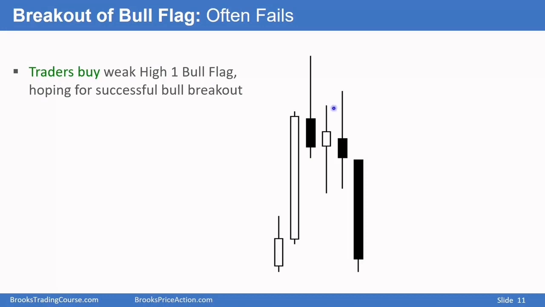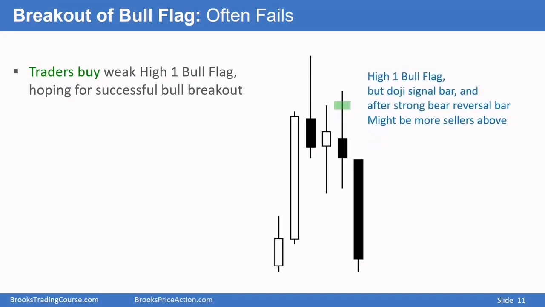So a lot of traders will buy on a stop just above the high of this bar, taking a chance that if the breakout is not successful, maybe we'll pull back for another bar or two, hold above this low, and then resume up with a high 2 or a high 3. As I said, this is a high 1 bull flag, but a pretty prominent tail above and a prominent tail below. The body is less than half the height of the bar, so I would call that a doji bar.